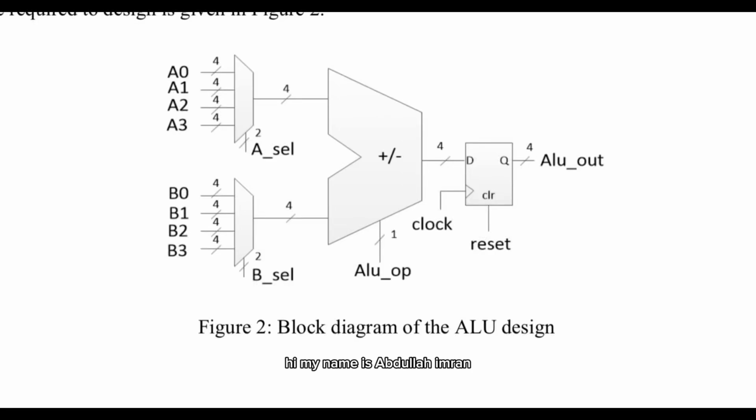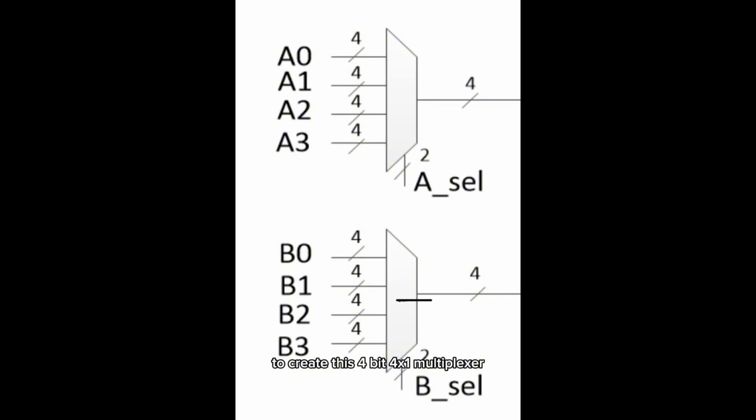Hi, my name is Abdullah Imran, and for this video I will explain how to create this ALU design in Quartus Prime. For an overall view, this project will consist of two 4-to-1 multiplexers, one adder subtractor and one register. To create this 4-bit 4-to-1 multiplexer, first we need to create a 1-bit 4-to-1 multiplexer.